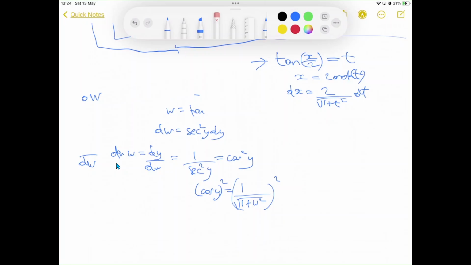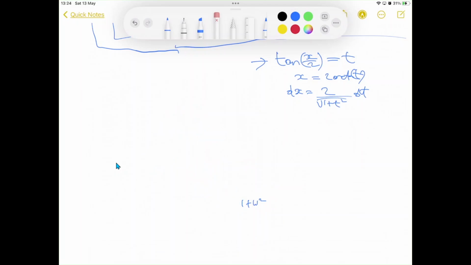I've shown this to those of you who are probably in your first year of A levels and didn't know how to differentiate arctangent. Well, now you do. So back to this.